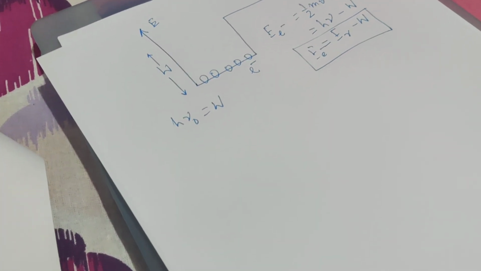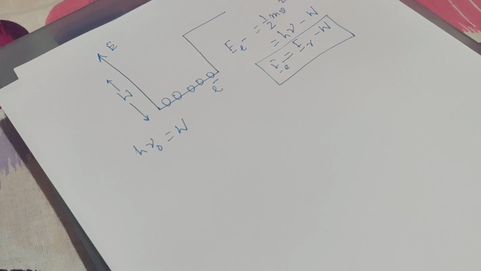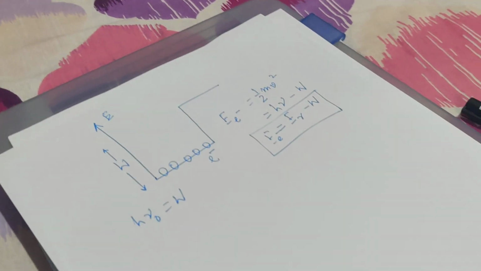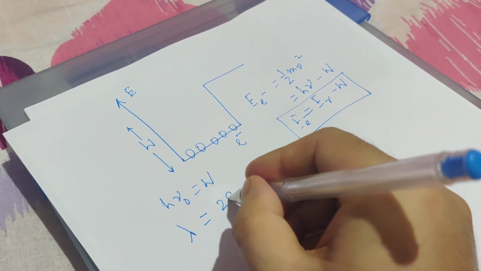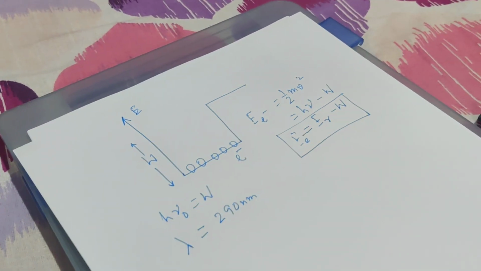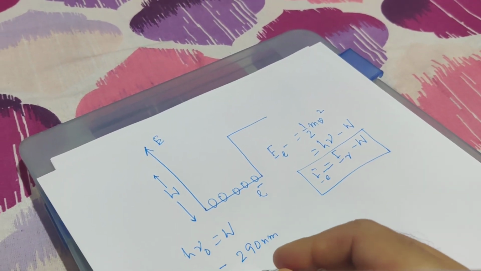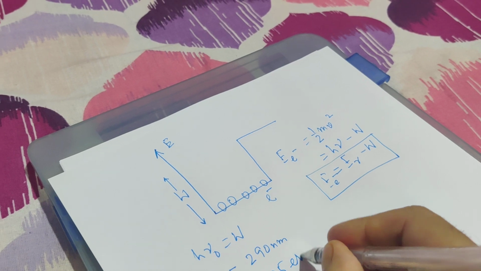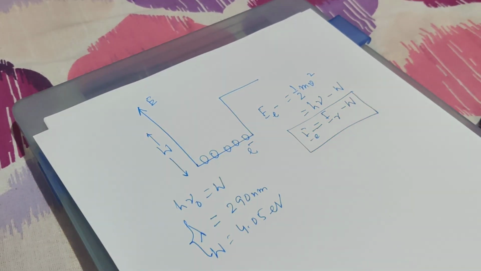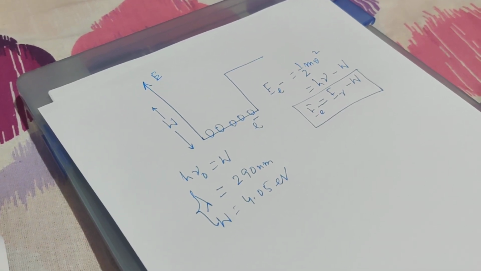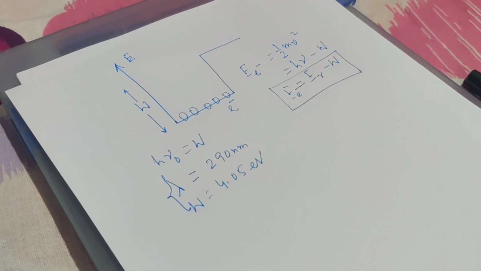Not a problem, but general understanding. Suppose you have UV light with wavelength lambda equal to 290 nanometers incident on a metal with work function W equal to 4.05 electron volts. With the given condition, you are asked to calculate the energy of the photoelectron and its speed.